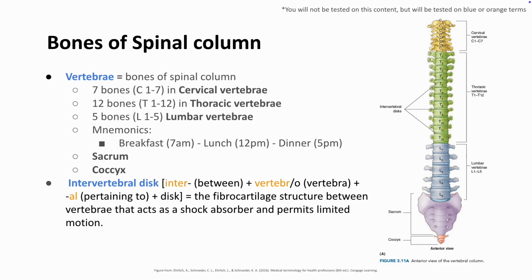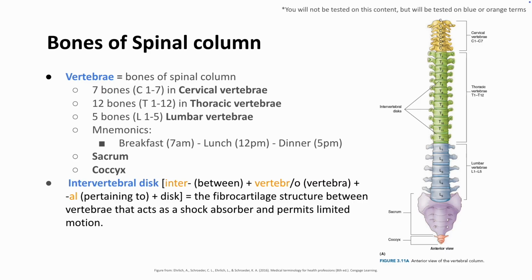So cervical at the very top, think of it as breakfast. Usually you eat breakfast, if you do eat it, at 7 a.m. And thoracic has 12 bones. Lunch is usually at 12 p.m. That correlates. Lumbar has 5 bones. You eat dinner around 5 p.m., let's say. So 7, 12, 5. That's how I would remember. But you don't need to know this for this class. That's just for your reference. Then the sacrum and coccyx, and intervertebral discs.